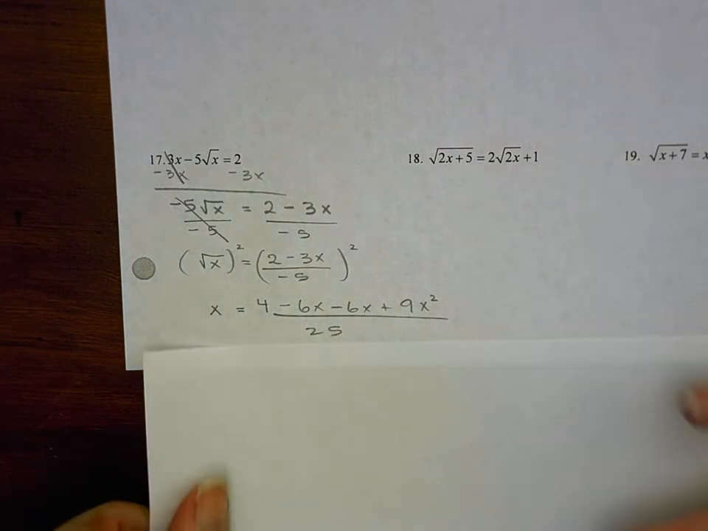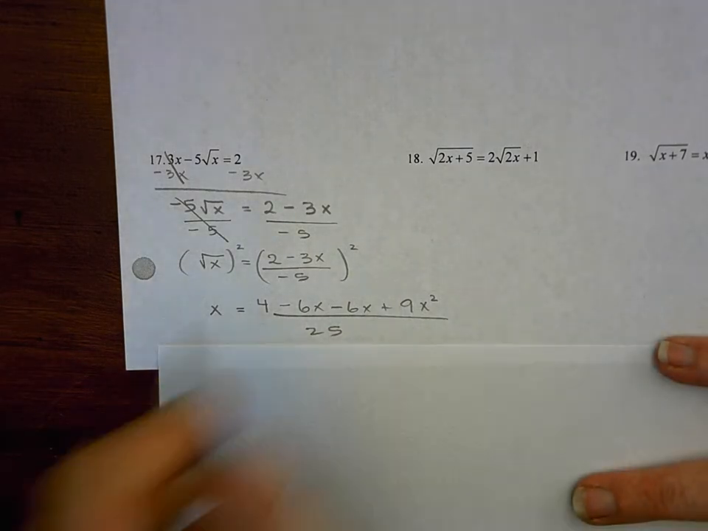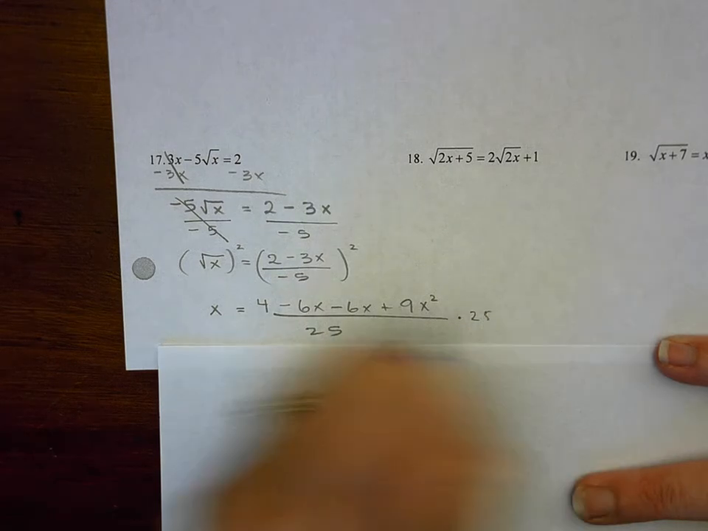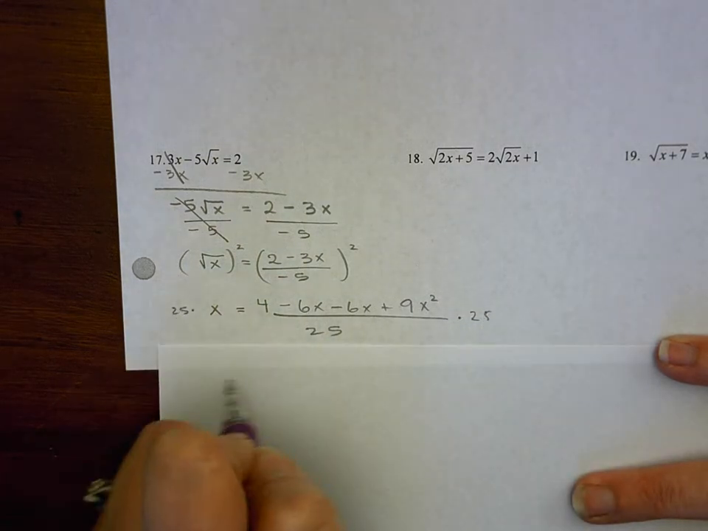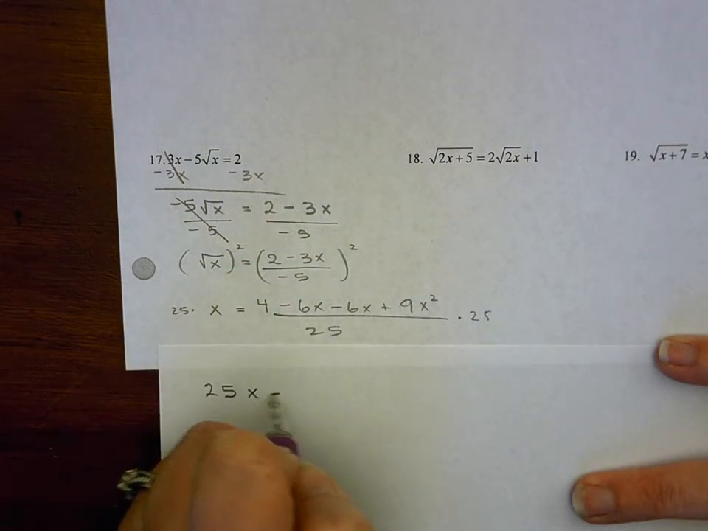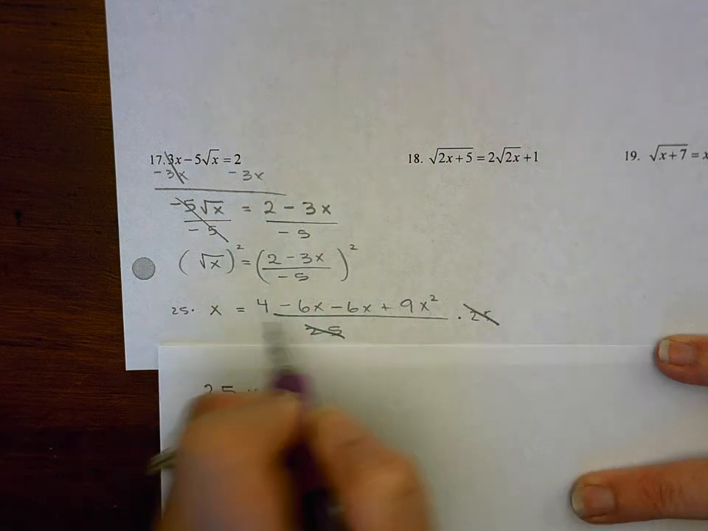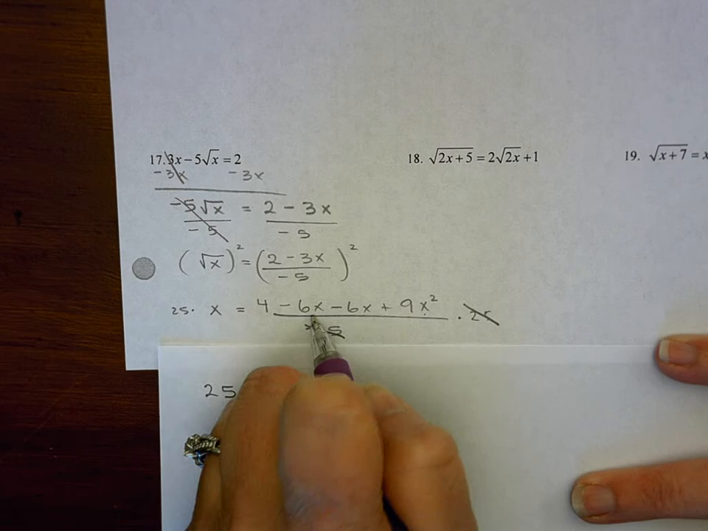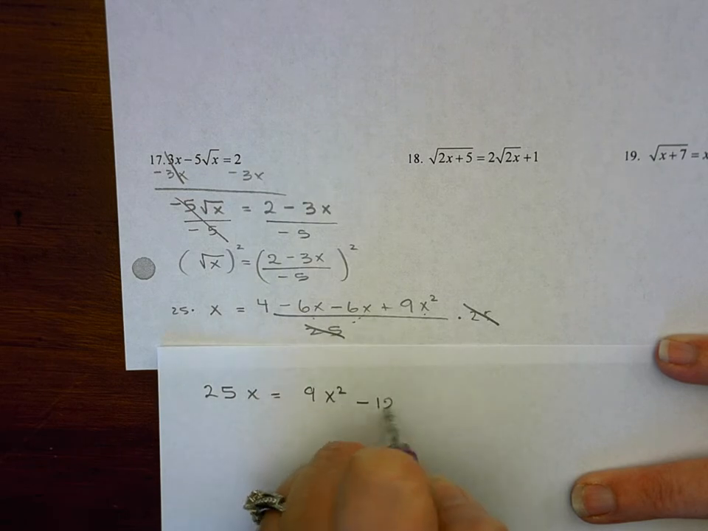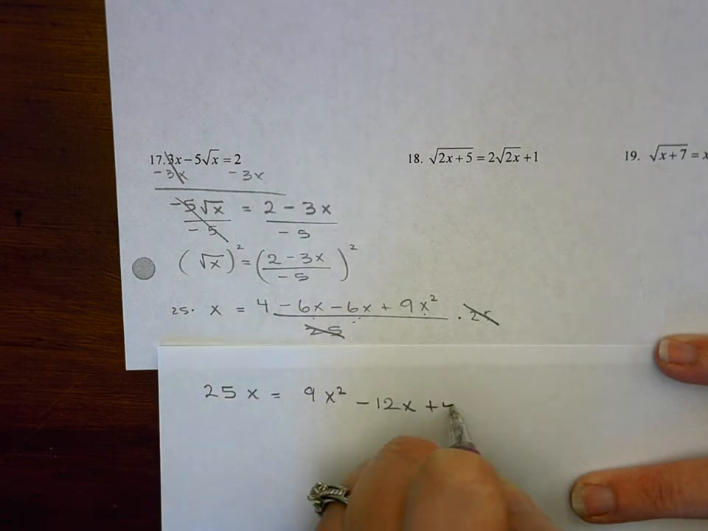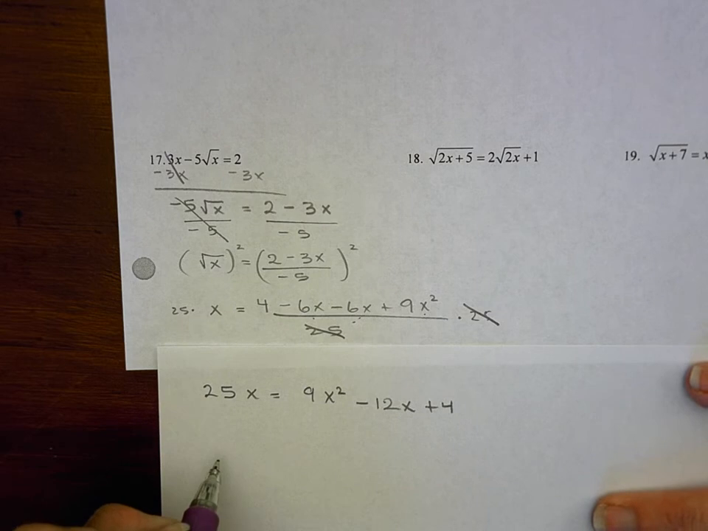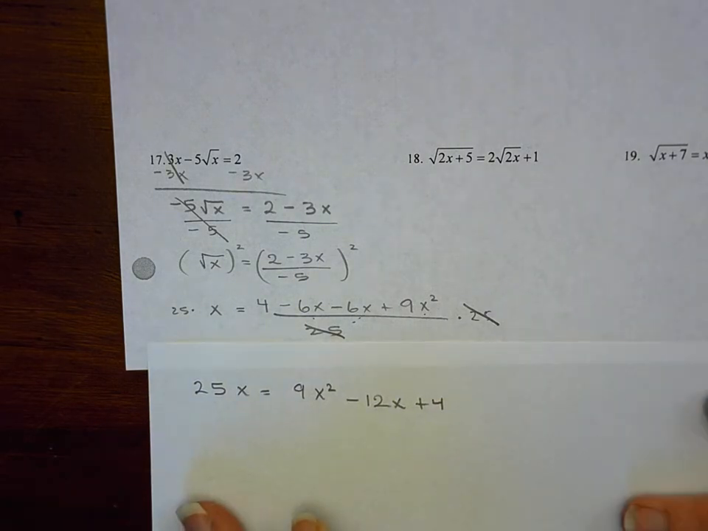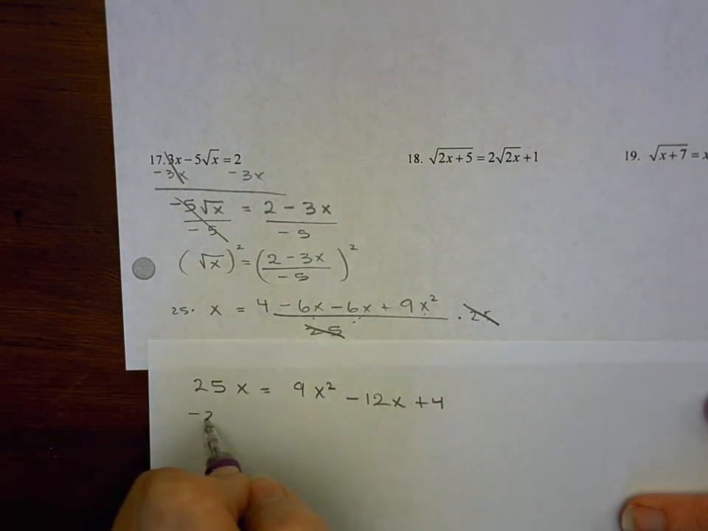I'm going to get rid of my fraction, so I'm going to multiply both sides by 25. So that'll be 25x. And then I'm going to put my 9x squared term first. -6 and -6. And then +4. Okay, so I have a quadratic, so that means I want to set it equal to 0. So I'm going to subtract the 25x over.